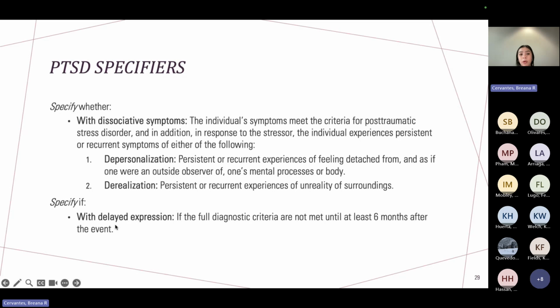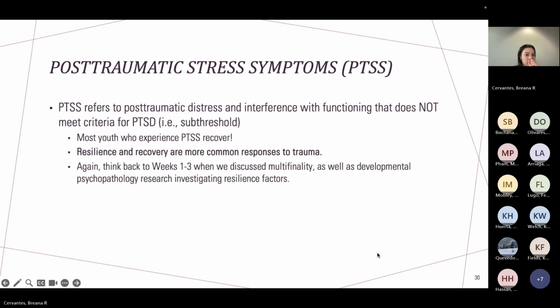So some people develop it right away, right? And the symptoms have endured for at least 1 month. That's what you need in order for a PTSD diagnosis, but it can be occurring for more than that or less than that. So you need it at least 6 months after the event. If you're curious what the differences between depersonalization and derealization are, there's a little definition there. Not everyone who has PTSD dissociates, so that's why there's a specifier. Okay, so that's it for PTSD.